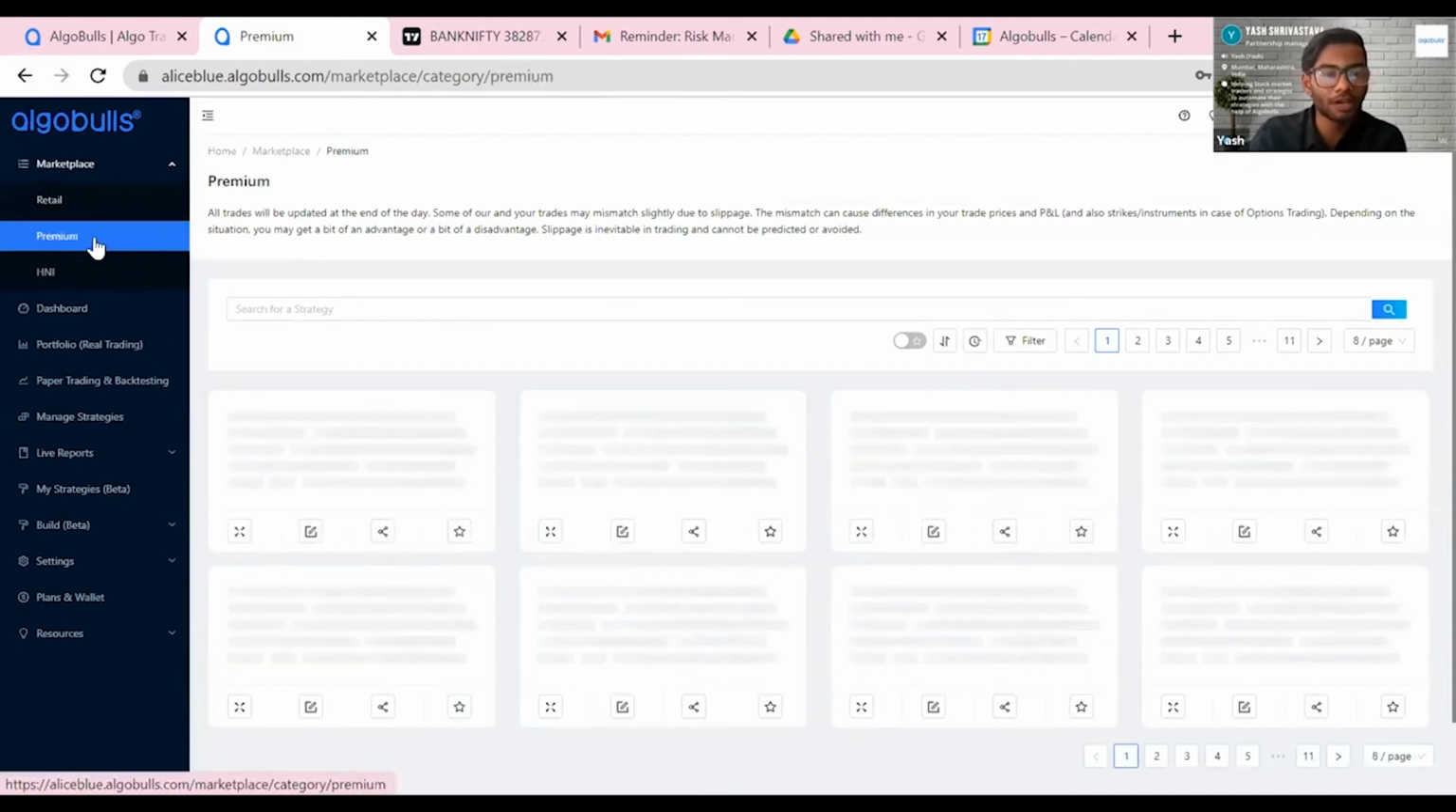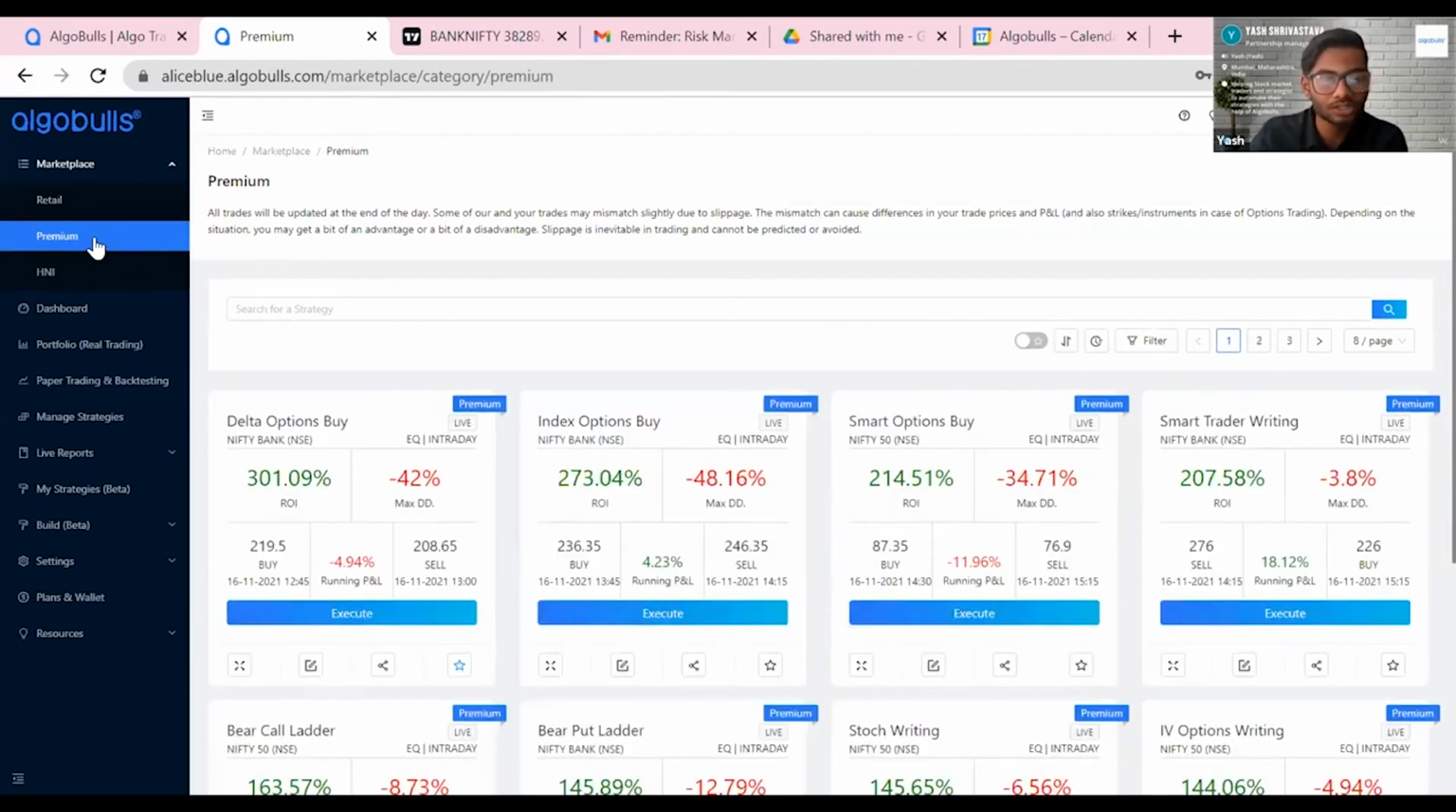Apart from that, we have a premium marketplace wherein you could see option buying strategies and option selling strategies, which are higher in risk, give you higher returns, and considerably have a higher drawdown too.